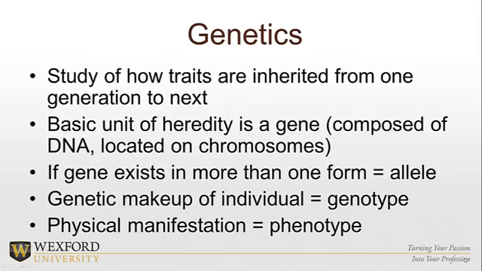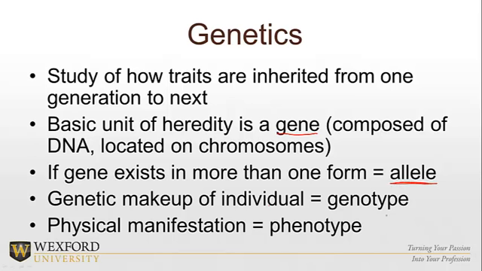The basic unit of heredity, like we said, is the gene. And what we now know is that the gene is composed of DNA located on chromosomes. Right? Now, if a gene exists in more than one form, that is known once again as an allele. We saw that in the last lecture.